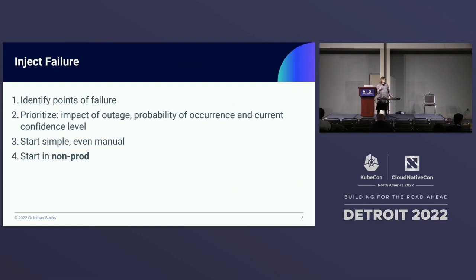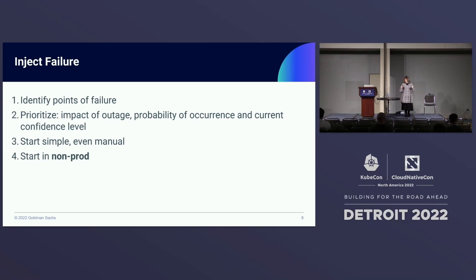So next we'll talk about some best practices when injecting failure. First of all, you start off by identifying points of failure. You look at your architecture diagram, your system, and figure out what could fail. And if you do a good job of that, you'll probably end up with quite a long list of things that could fail. So then you need to prioritize, because you're not going to start with testing everything.